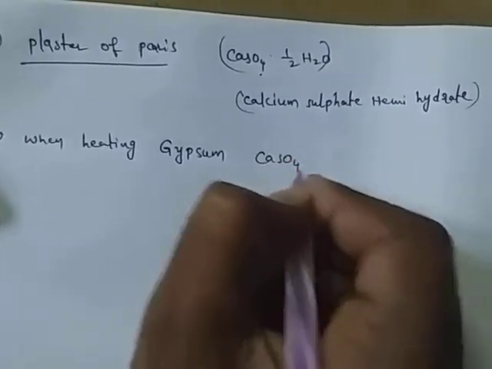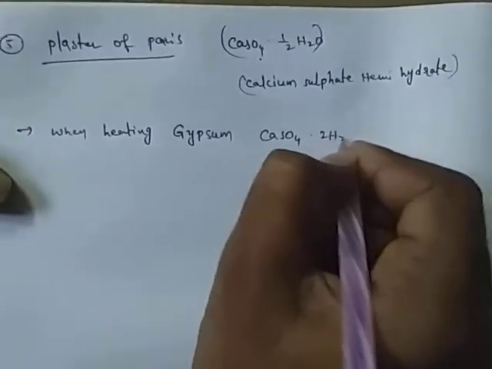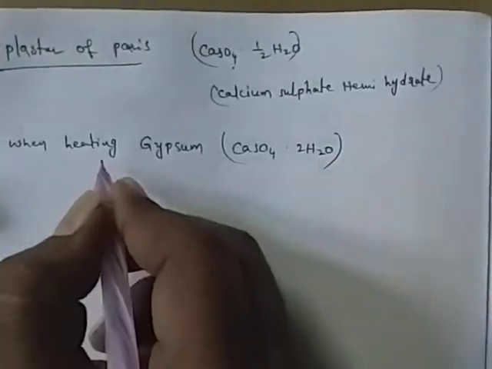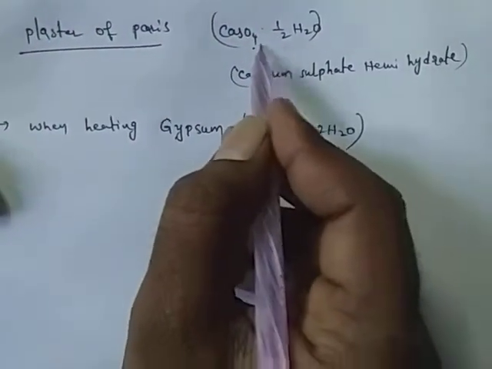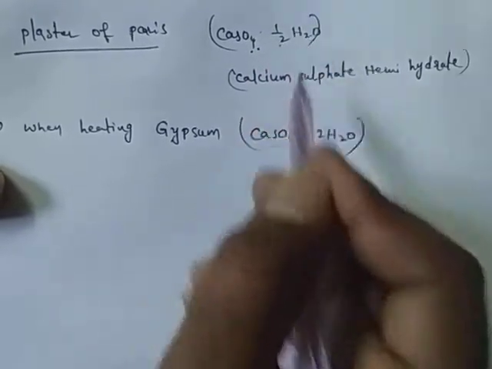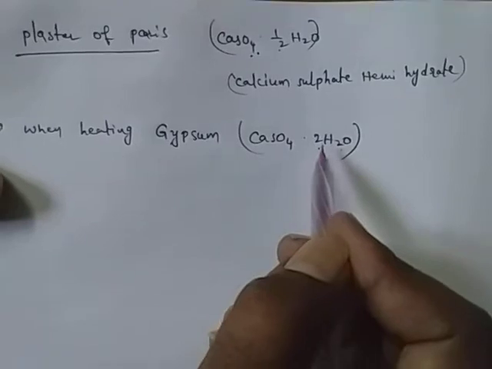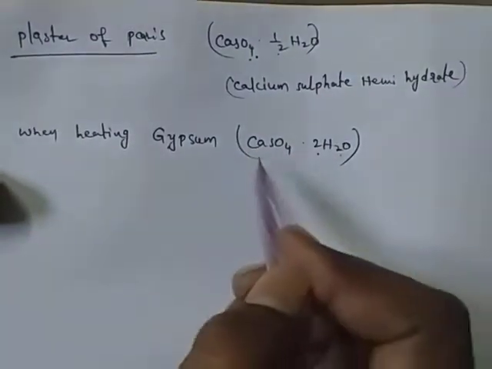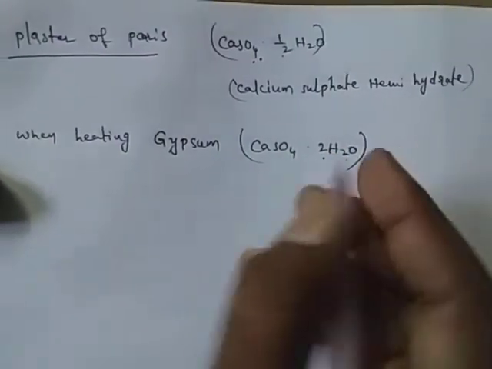what is the gypsum formula? CaSO4·2H2O. What is the difference between the gypsum and plaster of Paris? Plaster of Paris has half H2O, here it is 2H2O. One and a half moles of water molecules is the difference between the gypsum and plaster of Paris.